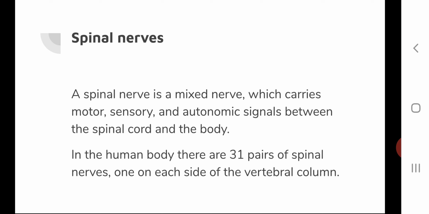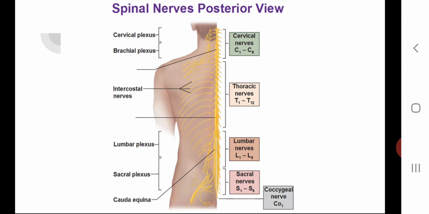Spinal nerves. We just talked about the general neurons and efferent and afferent and all that stuff. This is where we really get into the efferent, afferent. Spinal nerves are mixed nerves that carry motor neurons and sensory neurons, okay? So in the human body, there are 31 pairs of spinal nerves. This is an example here. Each section is broken out into plexuses.